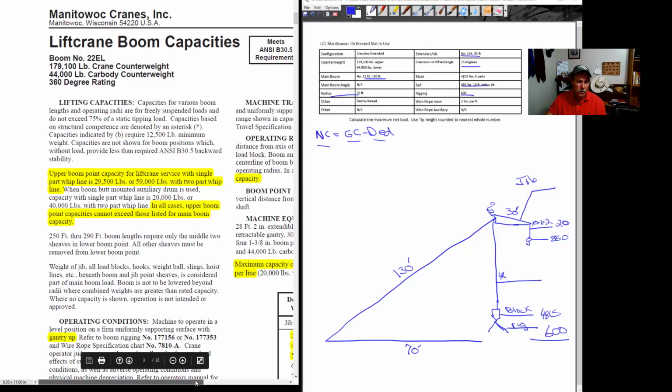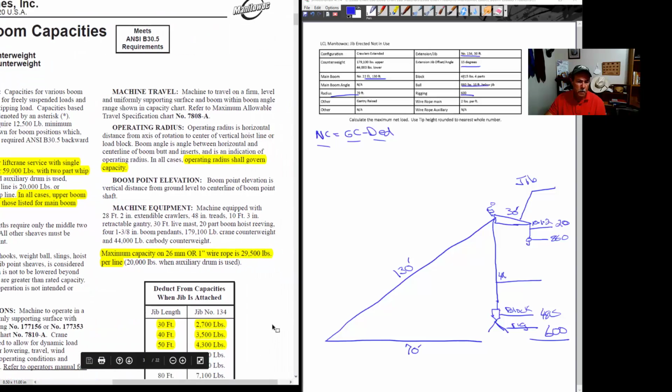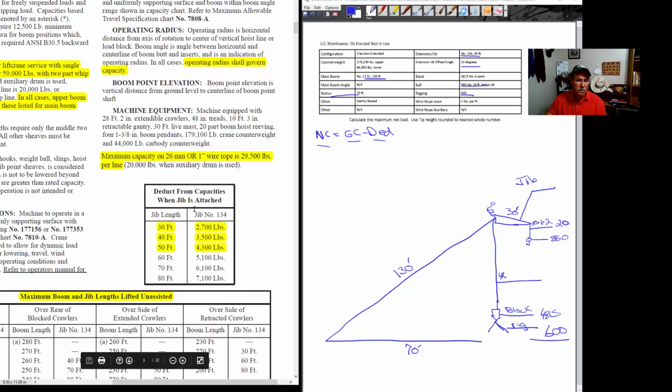Zoom it up a little bit here so we can see better. All right, there's a table in the crane documents that has the effective weights for all of the different jib lengths. Our jib is the 30-footer, so there it is right on top, 30-foot jib, the effective weight 2,700 pounds. So we'll write 2,700 in for our deduction.